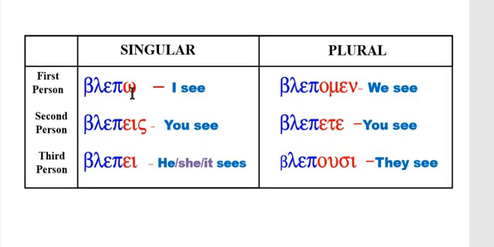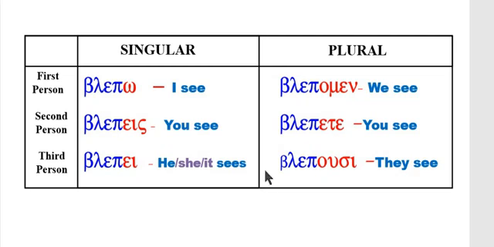Take another word, grafo: grafo, grafomen, grafes, grafete, grafei, grafusi. I write or I am writing, we write, like that. Another one, take balo: balo, balomen, bales, balete, balei, balusi. Then take another word, akuo, I hear: akuo, akuomen, akues, akuete, akuei, akusi.